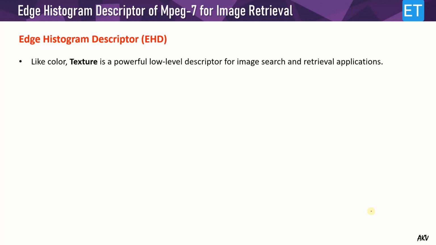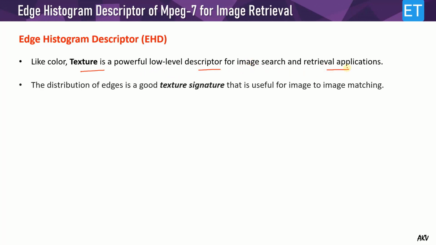Now let us come to this edge histogram descriptor. It is one of the most popular members of the MPEG-7 family, which is widely used in the image retrieval process. So like color, the texture is also a very powerful low-level descriptor for image search and retrieval applications. So the distribution of the edges is a good texture signature that can be used for image-to-image matching.